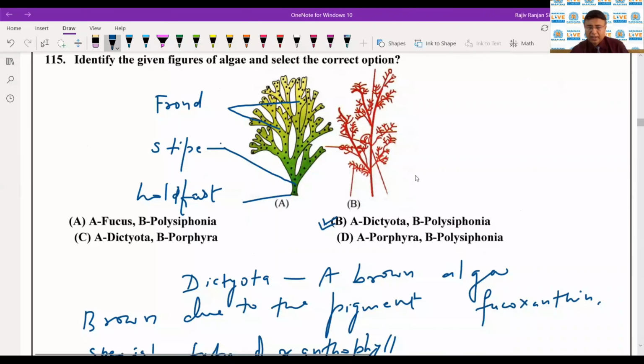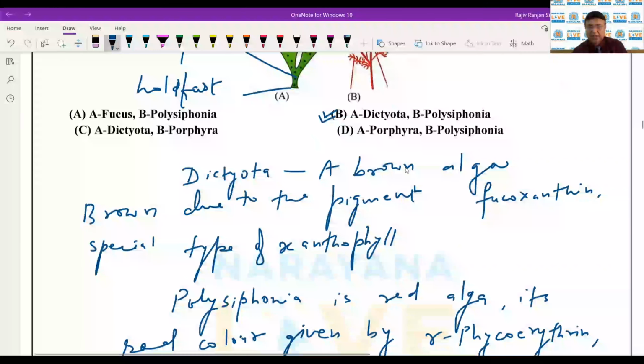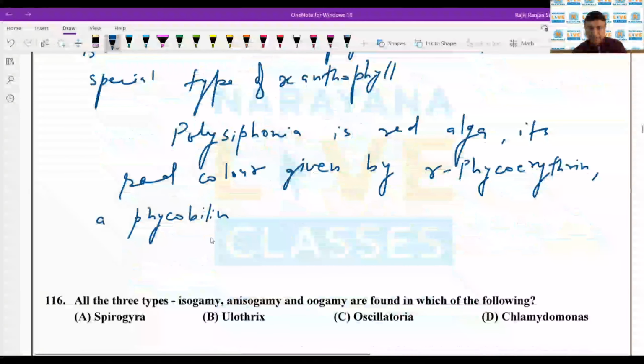red color enables it to absorb the bluer side of the wavelength, the most diffracted wavelengths, and the wavelength that is available at the deepest of the waters. So this is why it is a deep water alga.